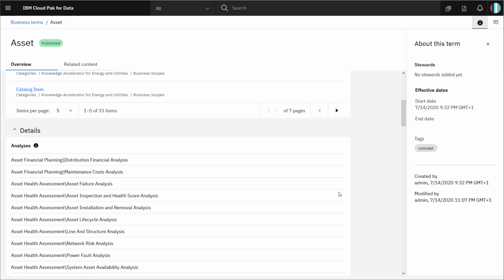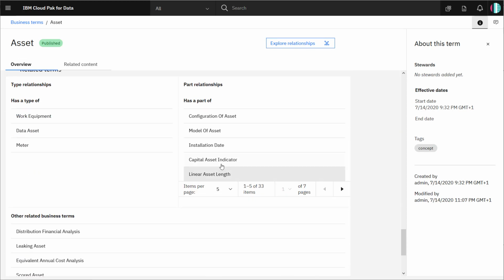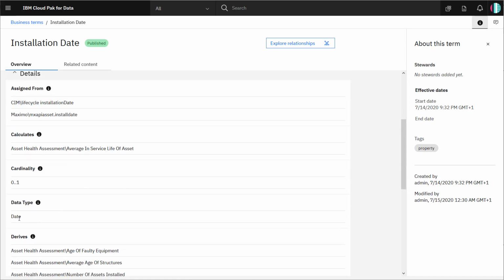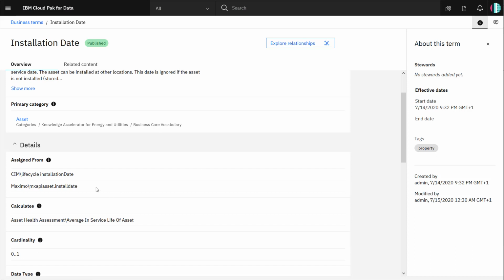Let's look at some of the other characteristics of a property term. Installation date of the asset, data type date, has a cardinality defined, as do all property terms. In addition, all business terms can be assigned from terms in the industry alignment vocabularies. This term is assigned from Maximo Interface and SIM standard alignment terms.